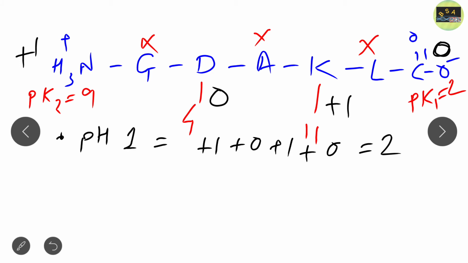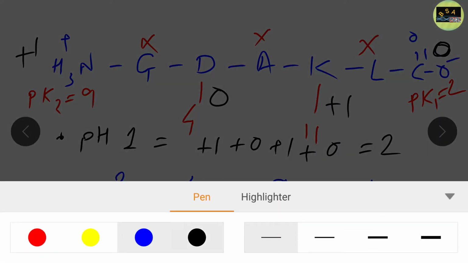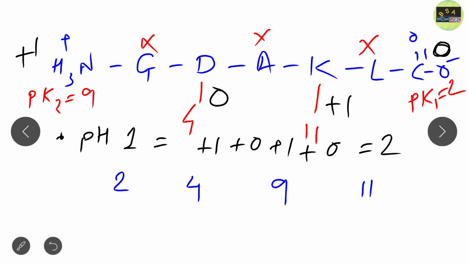In the second step, you have to arrange from lowest to highest pH. So here the lowest pH is 2, then 4, then 9, and the highest pH is 11. So we arrange this. Now the third step, which is the ultimate step, is to put the charge at pH1, that is +2, near here, +2, we put it here. Now we have to go forward from +2.